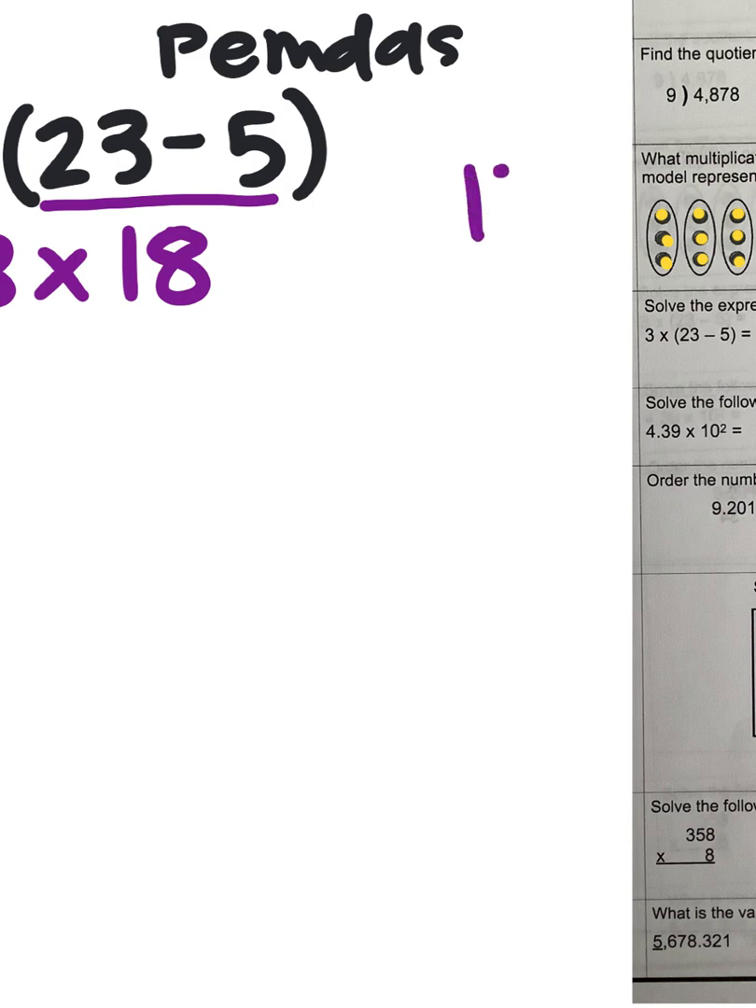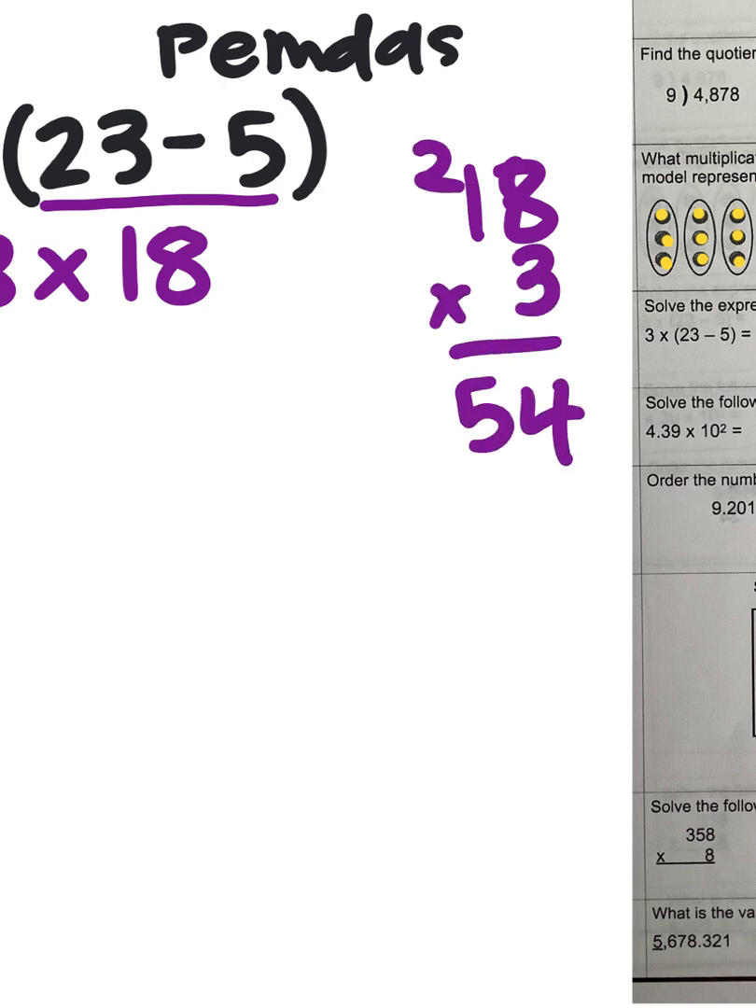If I'm not sure what 3 times 18 is, I can come over here on my scratch paper and write down what I know. 18 times 3 is equal to 54, which is my final answer.